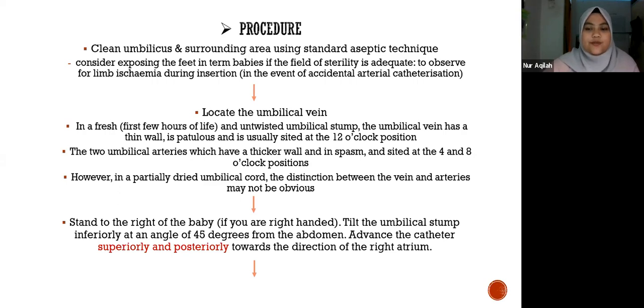of the baby. And then we should tilt the umbilical stump inferiorly a bit from the abdomen at an angle of 45 degrees. And then we should advance the catheter superiorly and posteriorly towards the direction of the right atrium.